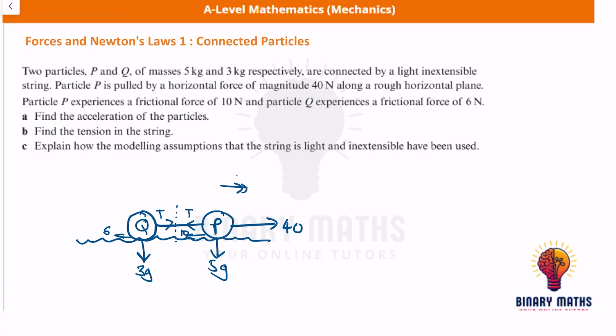Acceleration is this way because a horizontal force of magnitude 40 newtons is being applied in that direction. So it says find the acceleration of the particles. What I would do is apply Newton's second law horizontally for the whole system.